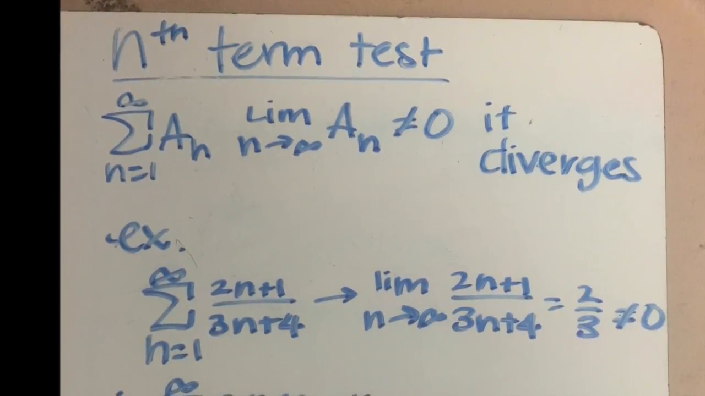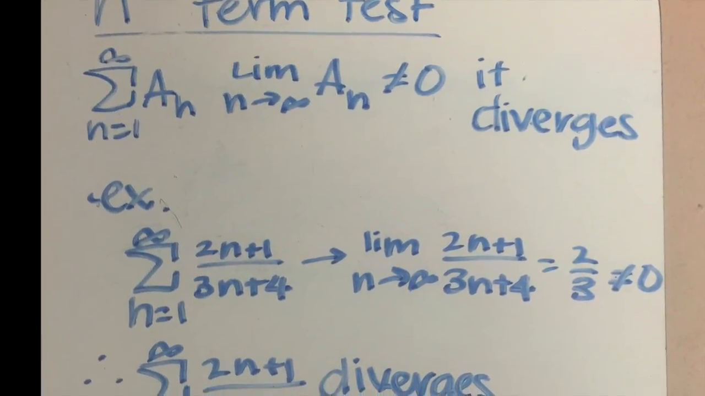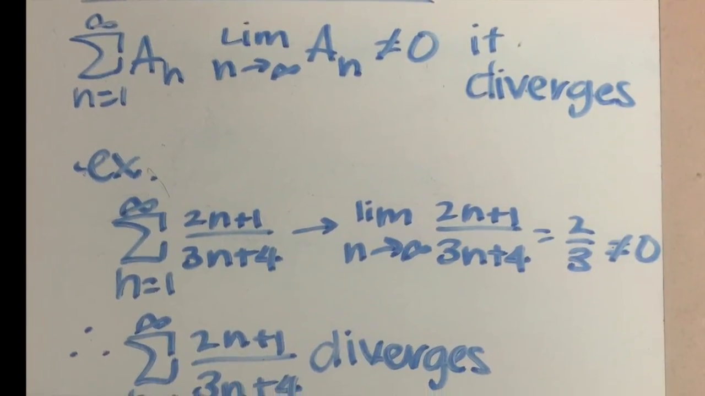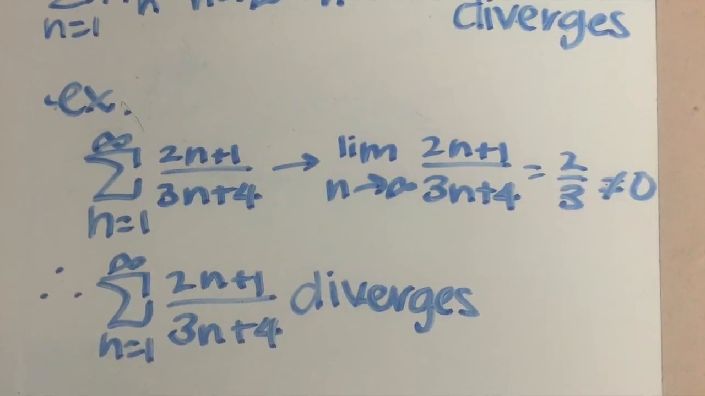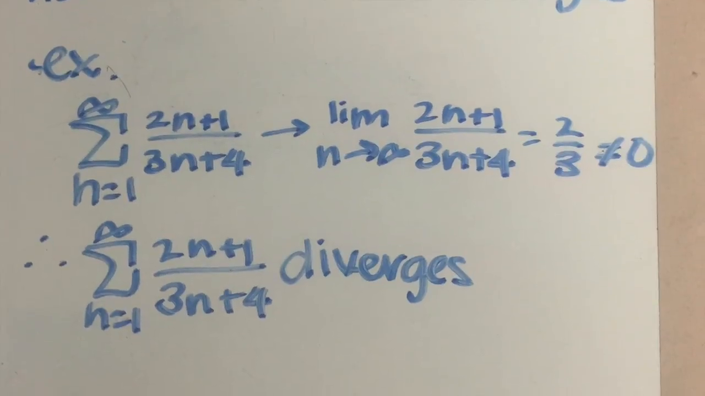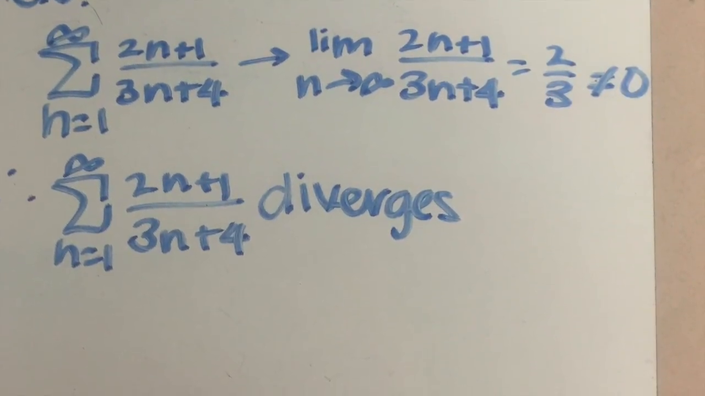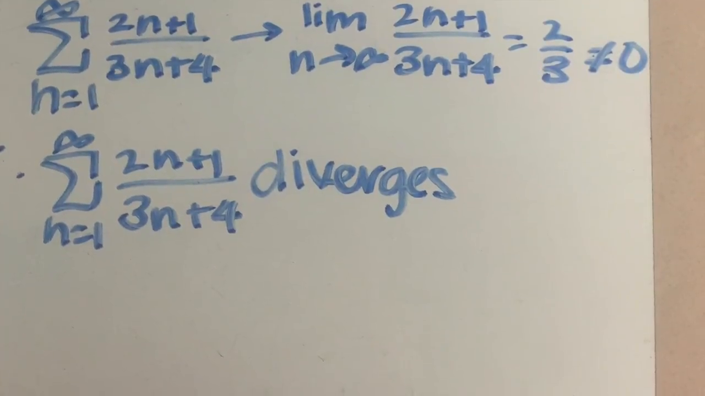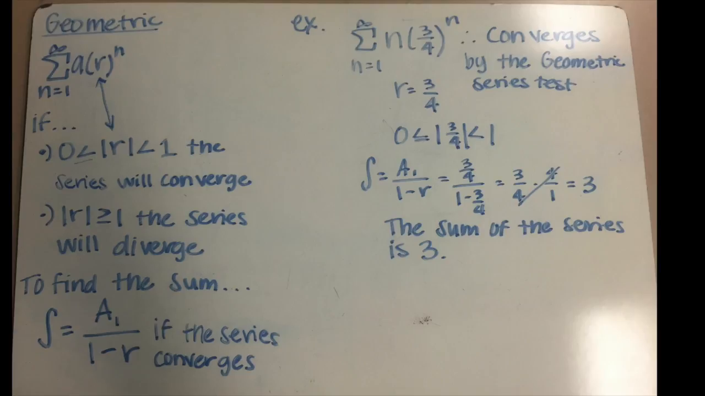The first test is called the nth term test. This is when the limit as n approaches infinity is not equal to 0. The only way the nth term test works is to determine divergence. For an example, (2n plus 1) over (3n plus 4). The limit of that is 2/3, which is not equal to 0. Therefore, the series diverges.